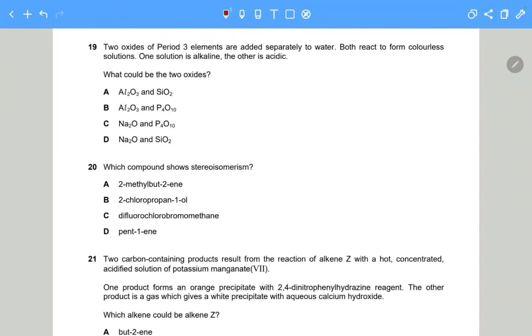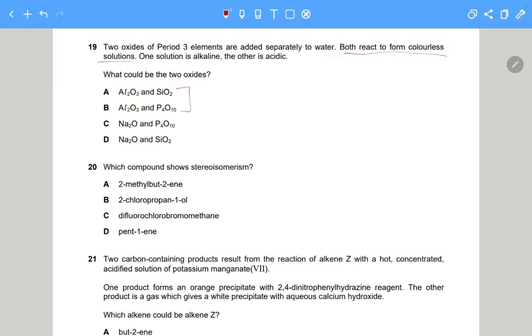Question 19. Two oxides of period 3 elements are added separately to water. Both react to form colorless solutions. One solution is alkaline, the other is acidic. Okay. What could be the two oxides? So aluminium oxide and silicon oxide. No, this cannot be the answer because aluminium oxide is insoluble in water. So both A and B won't be the correct answers because they say that both react to form colorless solutions, and therefore this is not the case in the case of Al2O3.